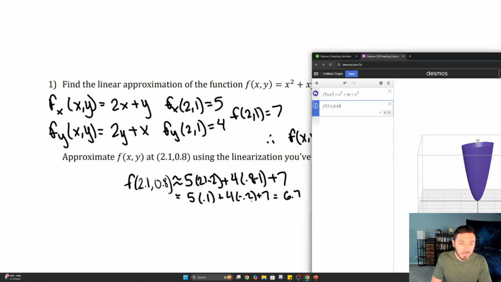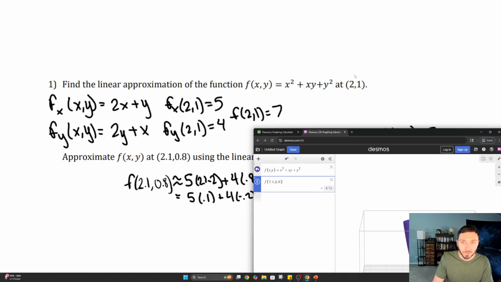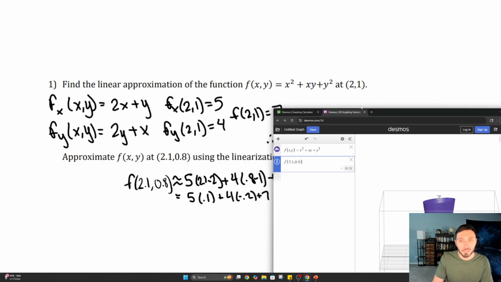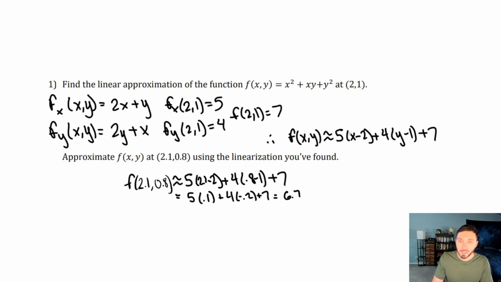So anyway, you can see the approximation with the linearization is 6.7, which is pretty close to 6.73. And that's because this point is really close to this point. Of course, you wouldn't really utilize this tangent plane if it was at 100 comma 100. That would just be way off, and that's just reckless and dangerous. Don't be too reckless with mathematics.